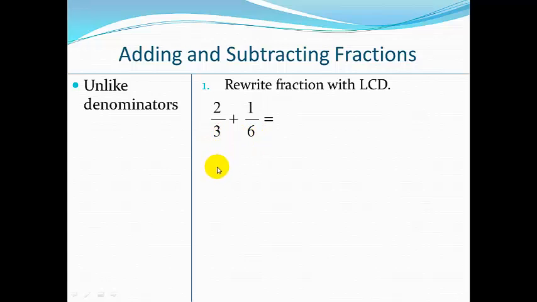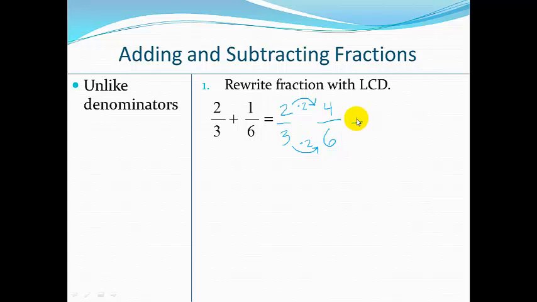We can rewrite this as, let's change 2/3 and make that into a 6th. So how can I get from 3 to 6? Again, I multiply by 2. So I have to do the same thing with the top. Don't forget, it's 2 times 2, which is 4/6.